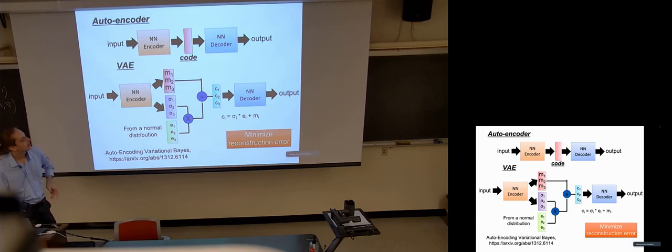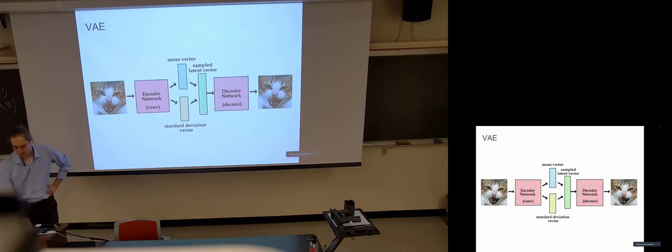So again, we minimize the reconstruction error in this case. The main difference now is that we learn a distribution of codes here. We don't learn one single code, we learn a whole distribution. It can also be seen like this: a mean vector and standard deviation vector, and then we sample the latent, and then we pass it through the decoder, and then we get the image.